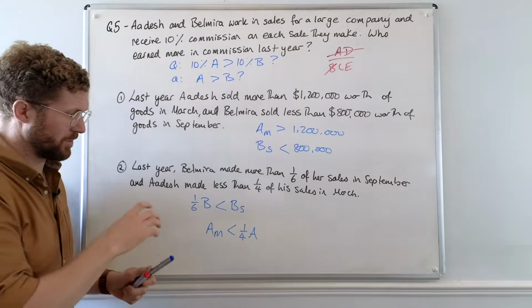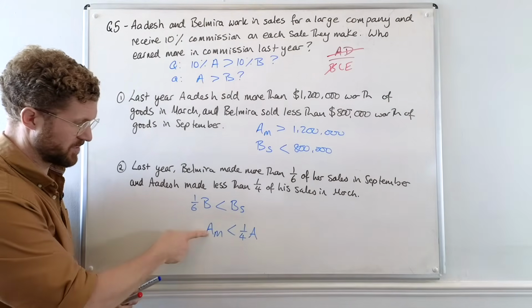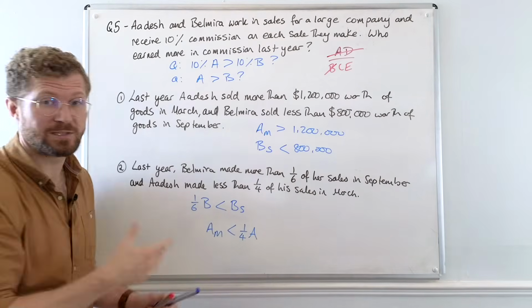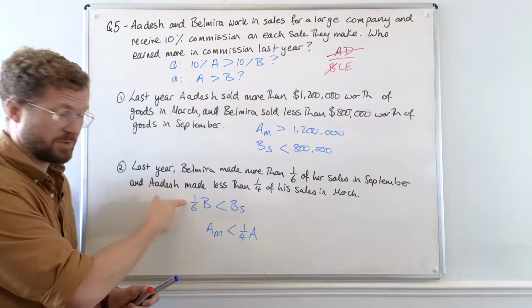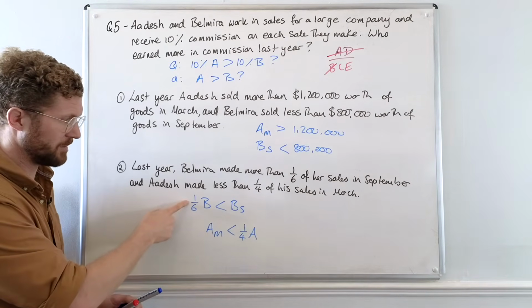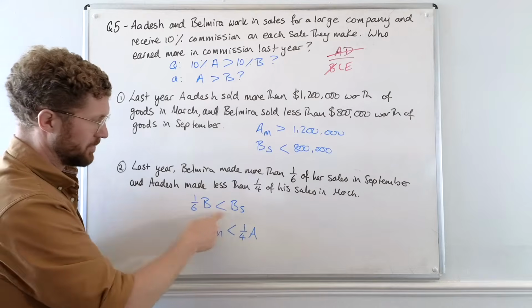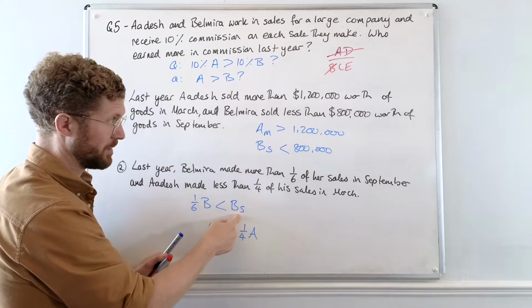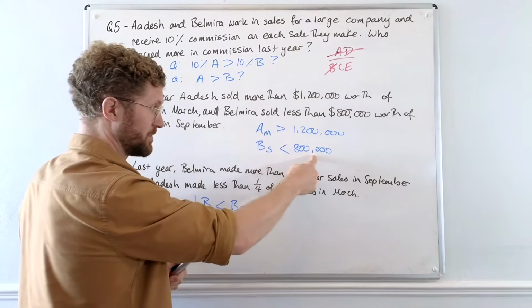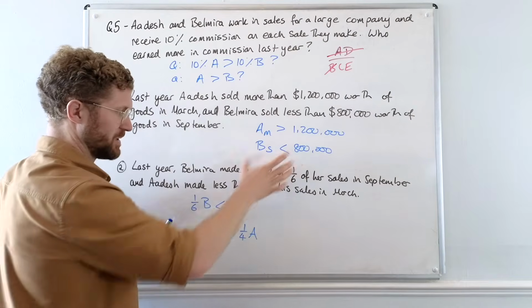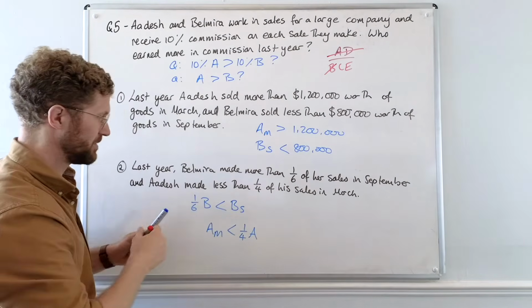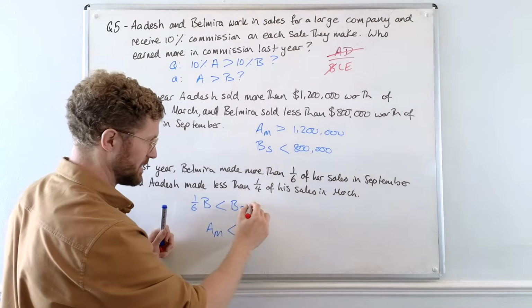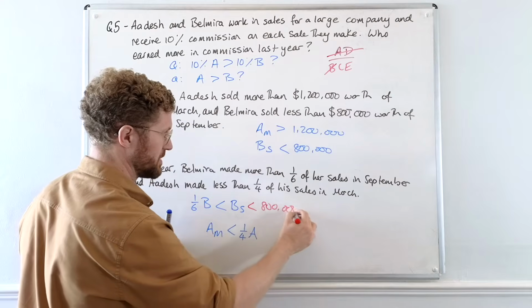All right, bringing these together, what I hope you're noticing is I've got Adesh in March and Adesh in March, and Belmira in September and Belmira in September. So let's look at the way we can use these. I'll do Belmira first just because she's on the top row. If you look at the inequality signs, these are all pointing the same way. 1/6 of B is less than Belmira in September, but Belmira in September is less than 800,000.